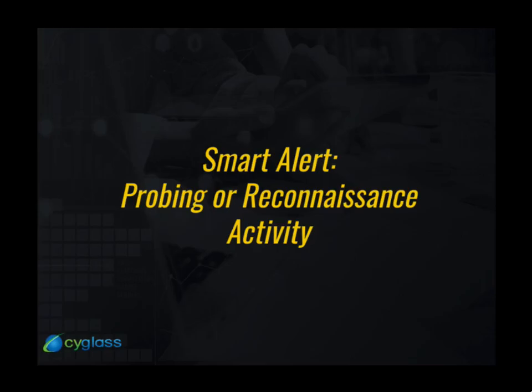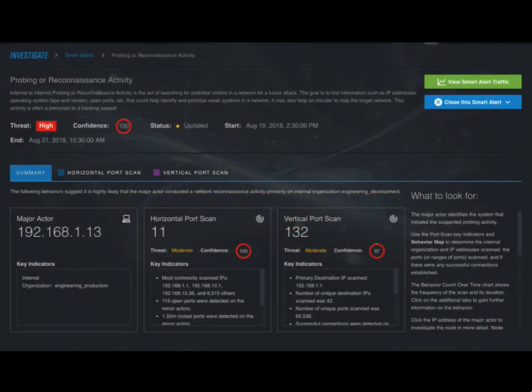This is a demonstration of SciGlass's artificial intelligence and technology. Our tools allow the network security investigator to identify actors and behaviors in the network that constitute areas of concern. Our AI scans and analyzes the network flow to seek out and report suspicious and potentially threatening behaviors in the network. In this demonstration, we are going to examine a smart alert that has identified suspicious probing or reconnaissance activity.